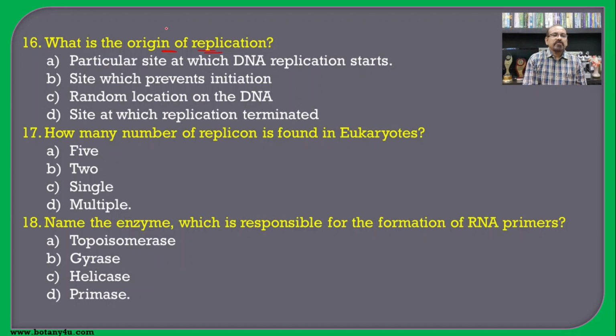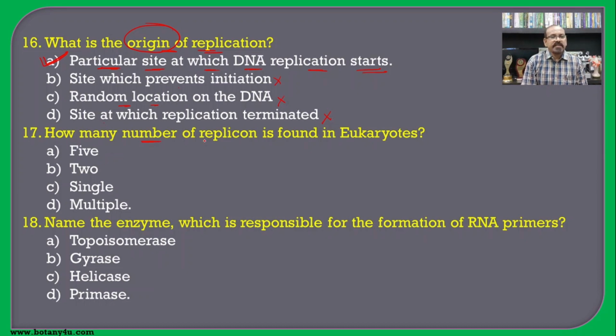Whenever we are talking about the origin, it means the point from which the process of replication started, and hence it is the particular site at which DNA replication starts. That is the correct answer for this question. The site which prevents the initiation is wrong. A random location on the DNA is also wrong, and the site at which replication terminates is the end process and not the origin.